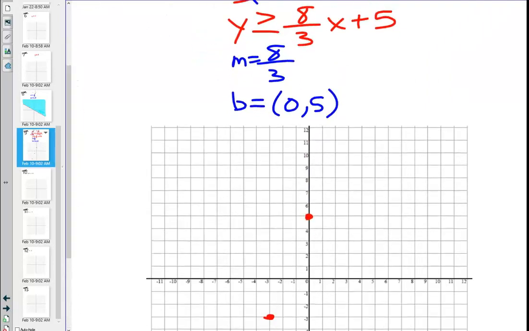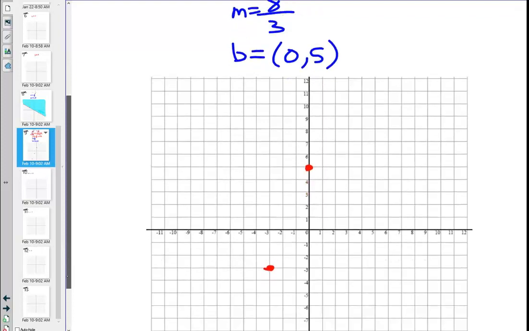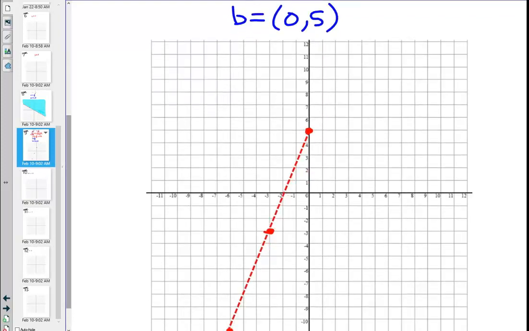It's a straight line. Kayla, what type of boundary is that going to be? Solid. Oops. Don't want that.